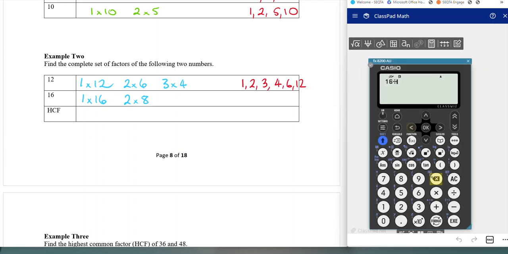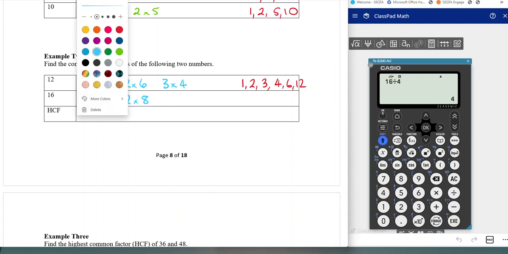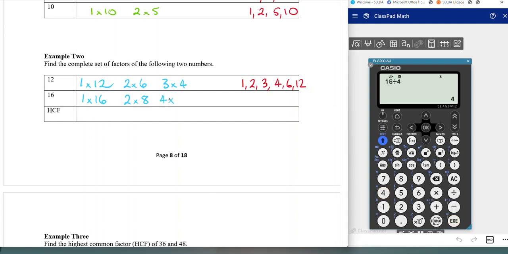Let's try 4. So go delete 4. And that means it is 4 times 4. And because this one finished with a 4 as well, it means I've found all of my numbers. It is 1, 2, 4. Don't repeat the 4. 8, 16. 1, 2, 4, 8, 16.